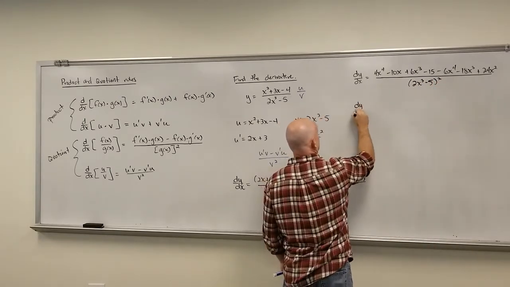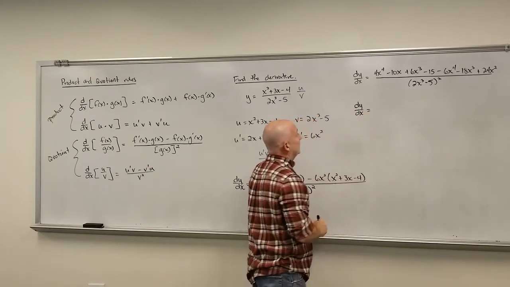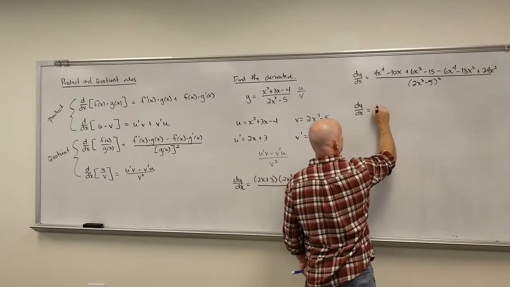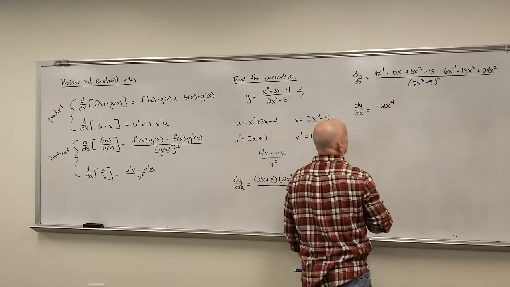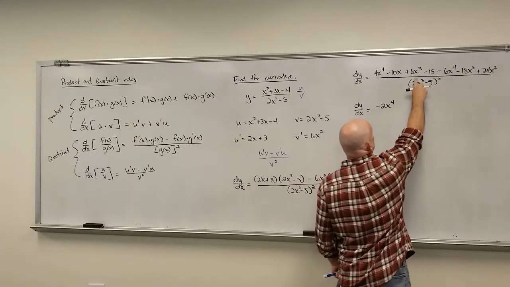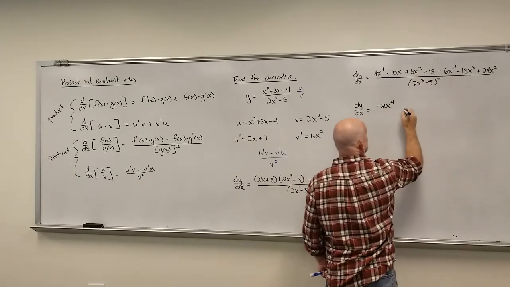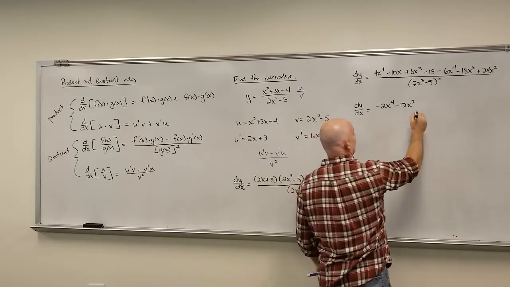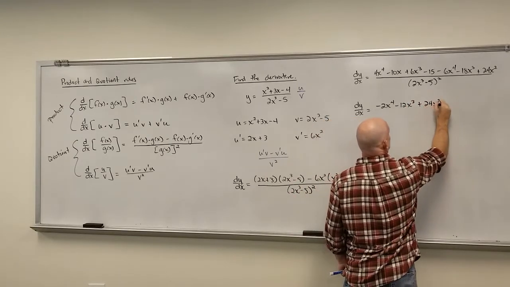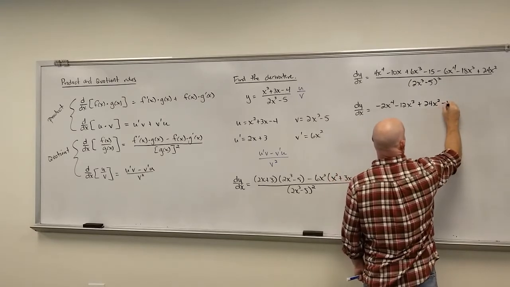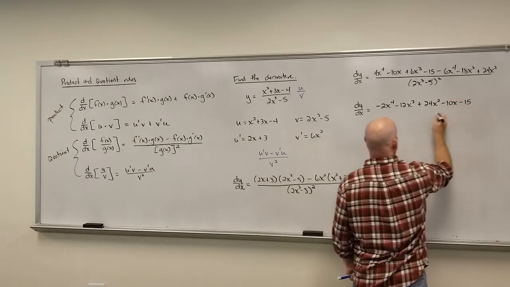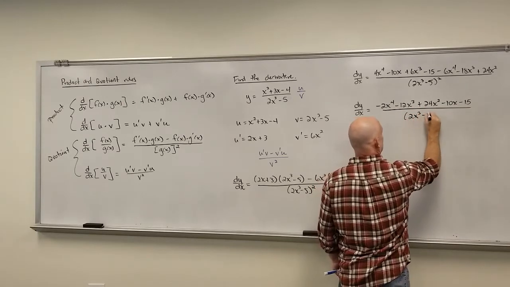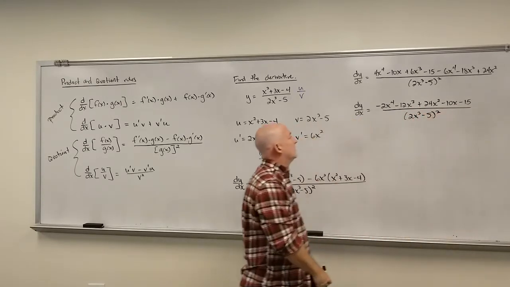All right, so let's combine some like terms on the top. So dy dx, let's see, we do have some fourths. 4x to the fourth minus 6x to the fourth is negative 2x to the fourth. I got some cubes. 6x cubed minus 18x cubed is negative 12x cubed. I do have some x squared, so that's plus 24x squared. I have some x's, minus 10x and minus 15. Ugly. All over 2x cubed minus 5 squared.